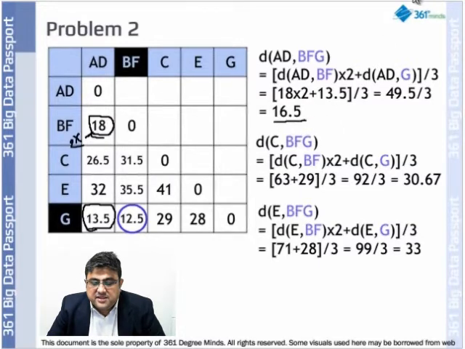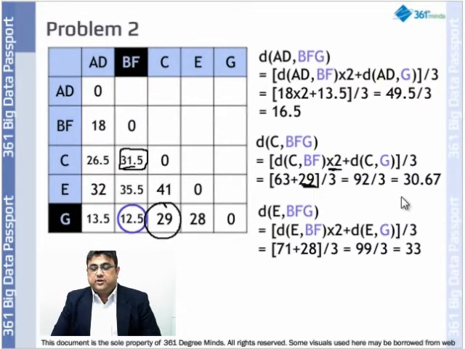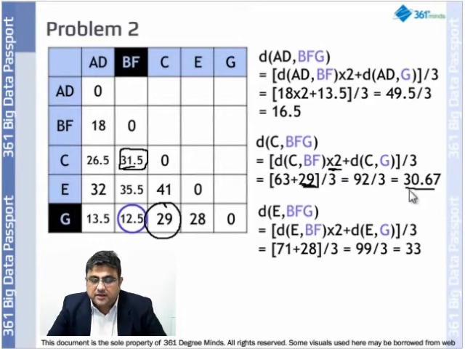Similarly, distance between C and BFG, the C and BF is 31.5. On the right hand side you can see I'm multiplying it by 2. And the distance between C and G is 29. So it's 63 plus 29 divided by 3, it's 30.67.